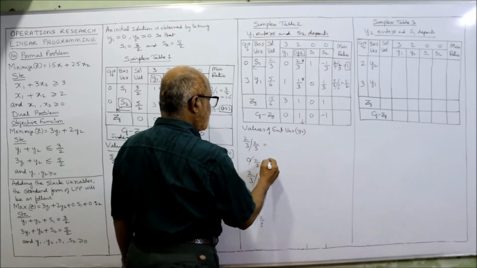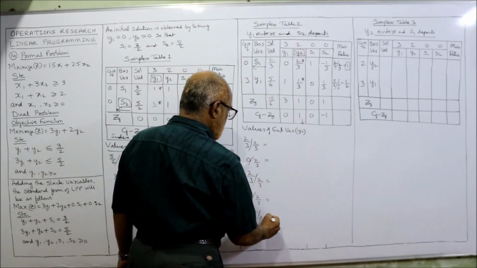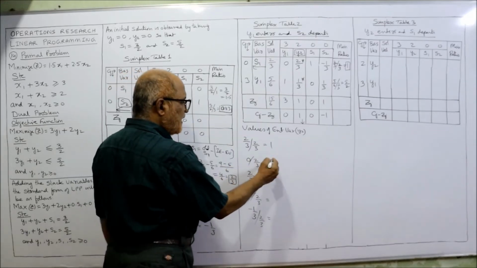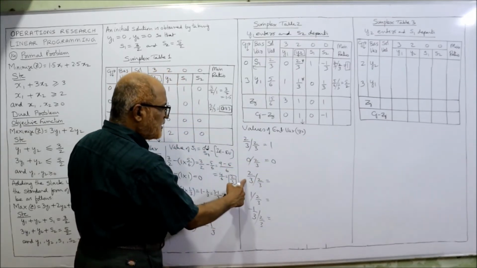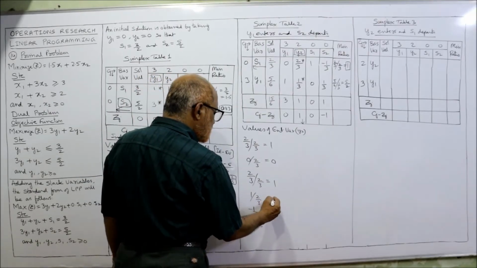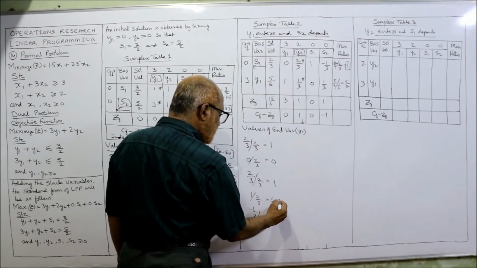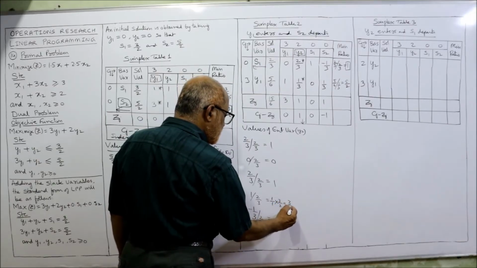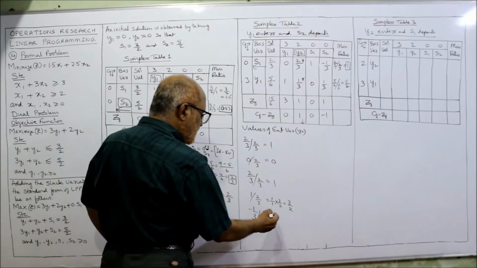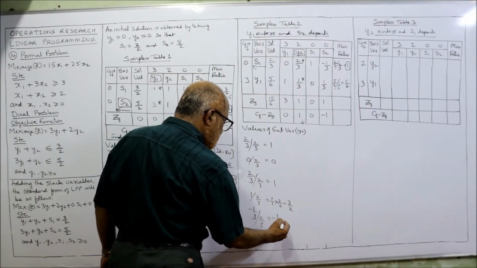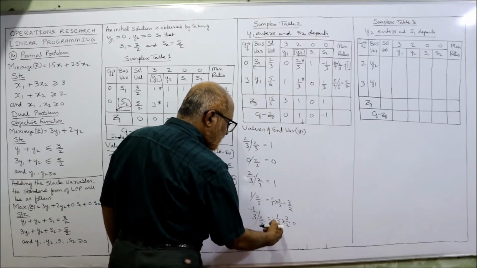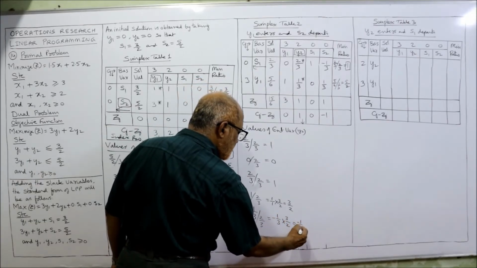Now see here. 2 by 3 divided by 2 by 3 will be equal to 1. 0 divided by 2 by 3 is 0. 2 by 3 divided by 2 by 3 is 1. 1 divided by 2 by 3. So we can write 1 by 1 into 3 by 2 is equal to 3 by 2. Here 2 by 3 will become 3 by 2 if we multiply. Right? Similarly, minus 1 by 3 into 3 by 2, the 3s will get cancelled, minus 1 by 2.